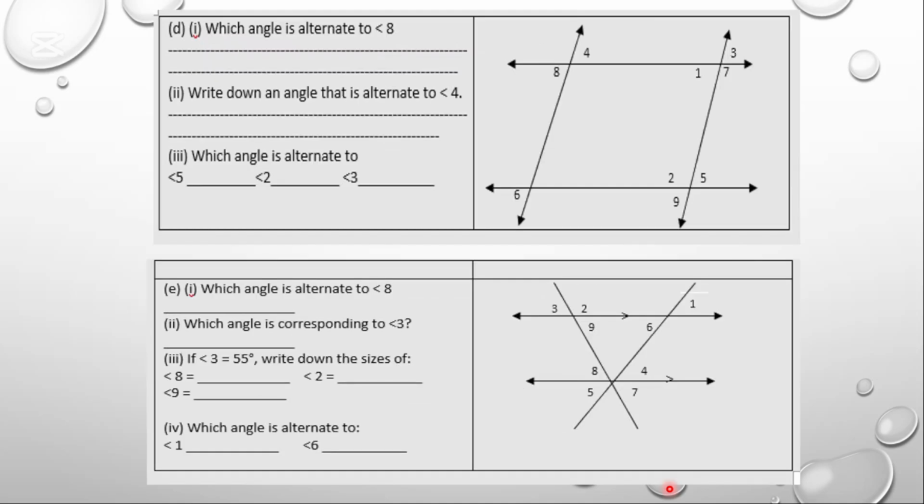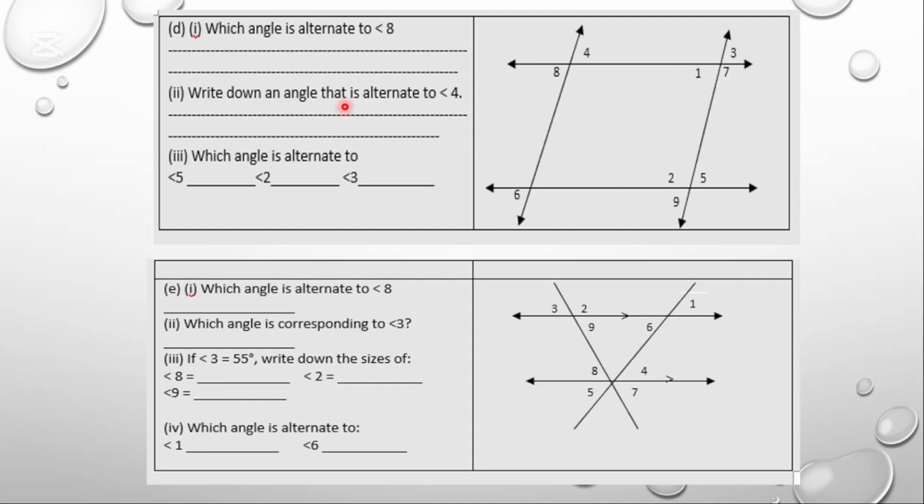Right. D. Which angle is alternate to angle 8? 8 is over here. So we must look for the partner. 8, and can you see? 8 and 3. In this instance, this is the transversal now. That is the 2 lines. Exterior angles, right? So it will be 8 and 3.